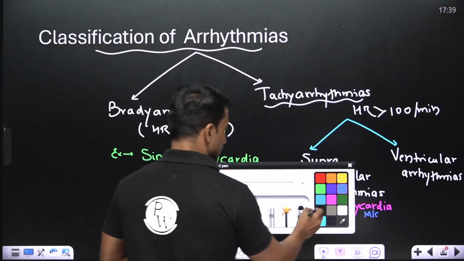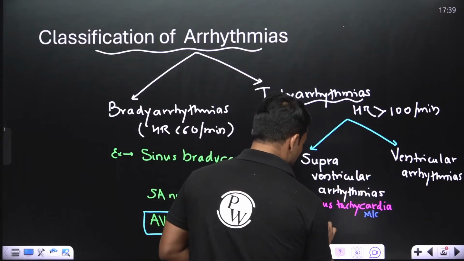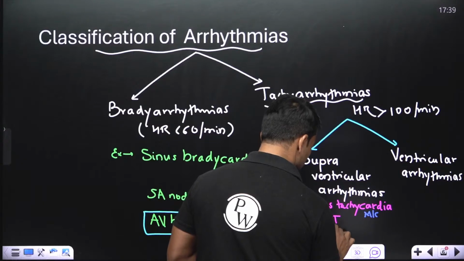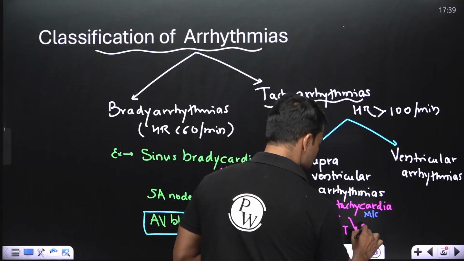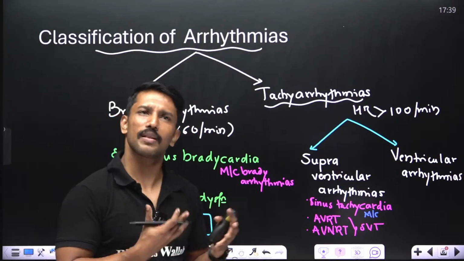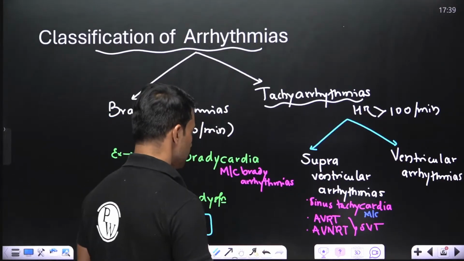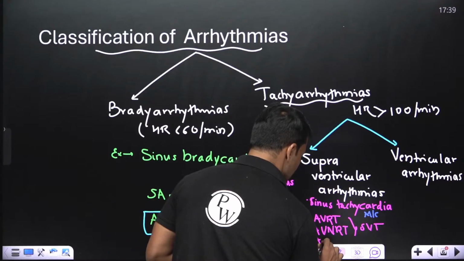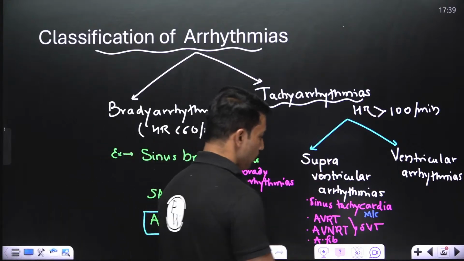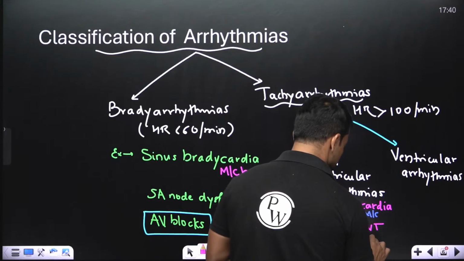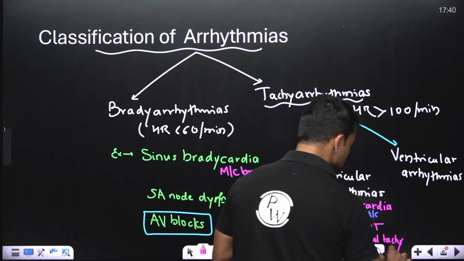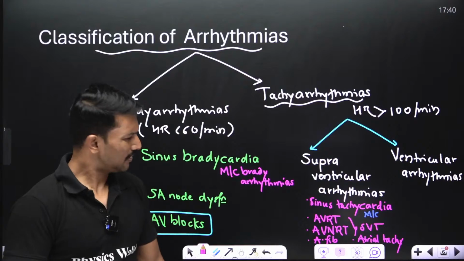Okay. Then we have AVRT and AVNRT. Collectively, both of them are simply called supraventricular tachycardias or SVTs. Because they occur intermittently, we call them paroxysmal supraventricular tachycardias. Okay. Then I have atrial fibrillation or AFib. And then we have one more, which is atrial tachycardia. So these are all our supraventricular arrhythmias.